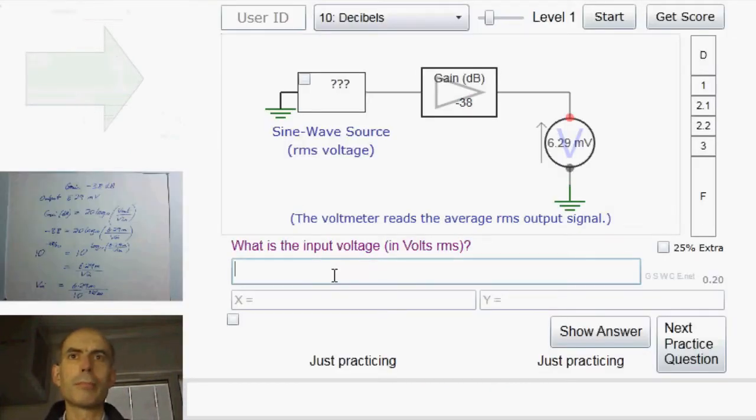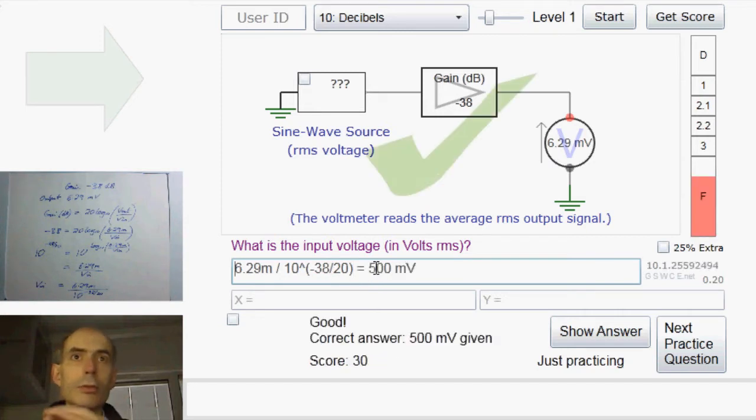Let's have a go. 6.29 milli divided by 10 to the power of, open brackets, otherwise it will do the calculations in the wrong order, and first take 10 to the power of minus 38 and then divide that whole thing by 20, and that should give us the first one. Next.